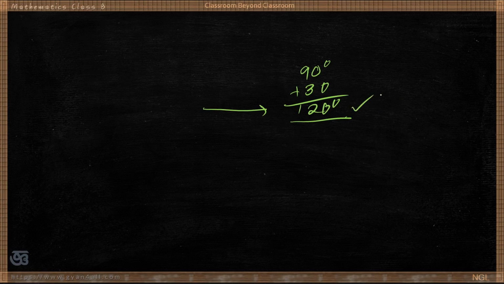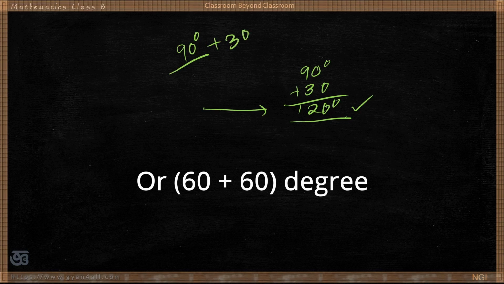So suppose you have to construct an angle, say I am taking 90 degree plus 30 degree, that is equal to 120 degree. If you have to draw an angle of 120 degree with the help of a ruler and compass, then what you can do, you can construct a 90 degree angle, then you can construct a 30 degree angle. To construct a 30 degree angle, you have to construct a 60 degree angle, then you have to divide this angle. So this way you can get 120 degree.